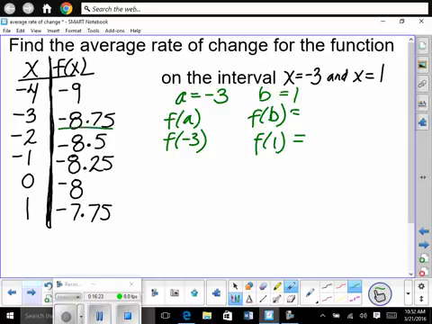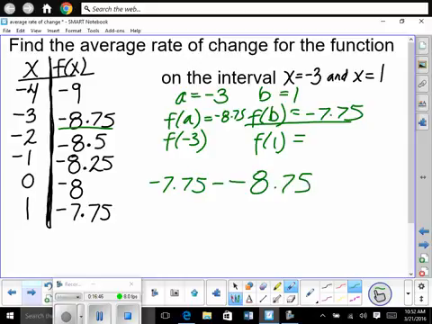Negative 8.75, right? Isn't that our function at negative 3? So that would be negative 8.75. F of b, what's our function at 1? Negative 7.75. So then we're doing our formula, f of b, which is negative 7.75, minus f of a, so minus negative 8.75, all over b, which is 1, minus a, which is negative 3.